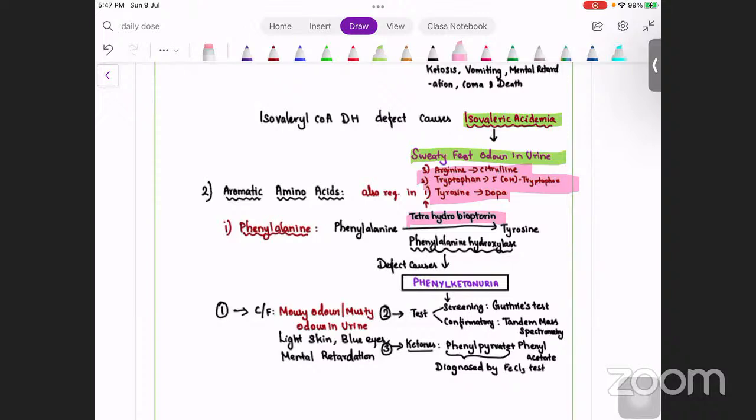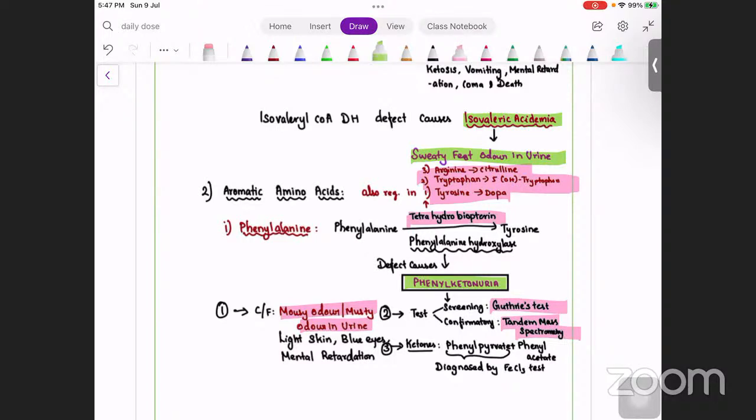Deficiency of phenylalanine hydroxylase could result in phenylketonuria, where you see the mousy odor or musty odor in the urine. Apart from light skin and blue eyes, mousy or musty odor in the urine indicates phenylketonuria. The screening test for phenylketonuria is Guthrie's and the confirmatory test is tandem mass spectrometry.